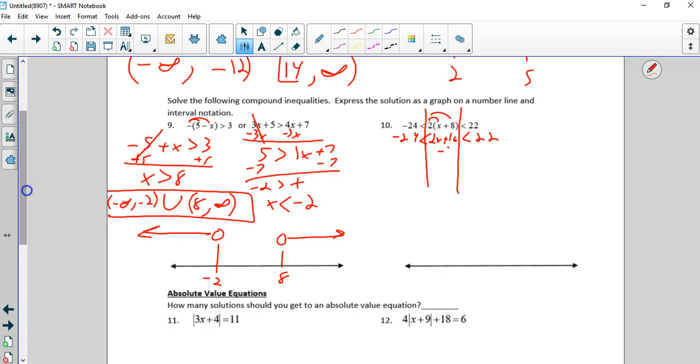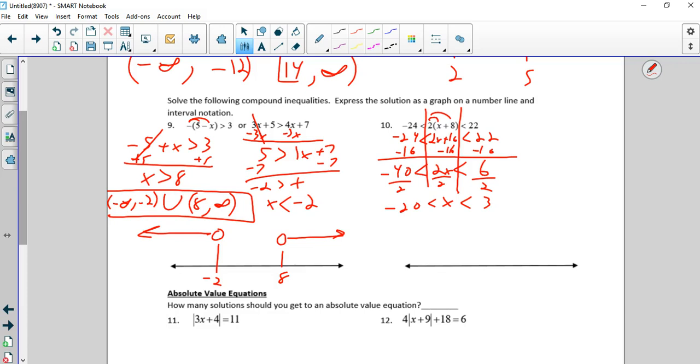Now, I'm going to subtract 16, not from both sides, but from all 3 places. That's going to give me negative 40 less than 2x less than 6. Now I'm going to divide everything by 2 to get x by itself. That leaves me with negative 20 less than x less than 3.